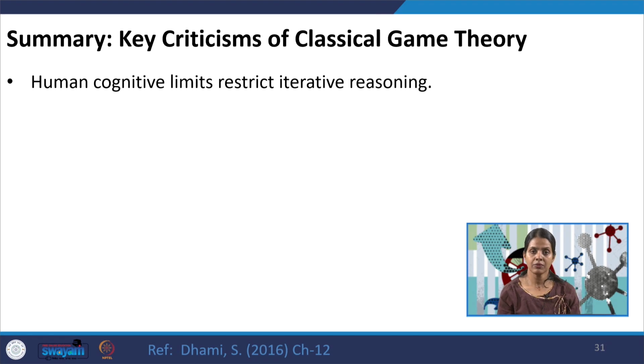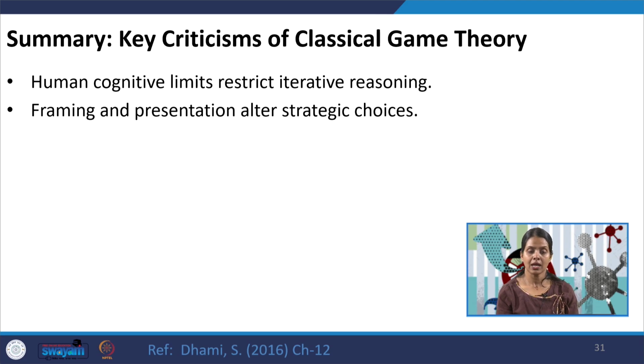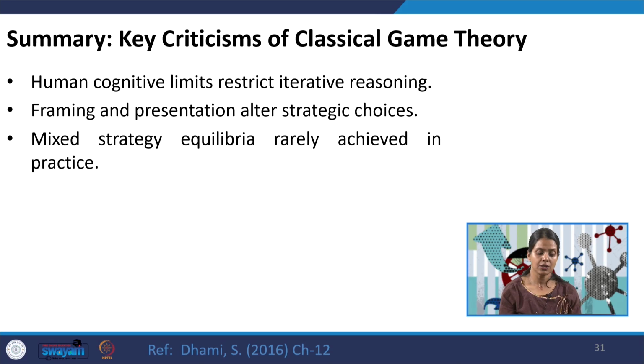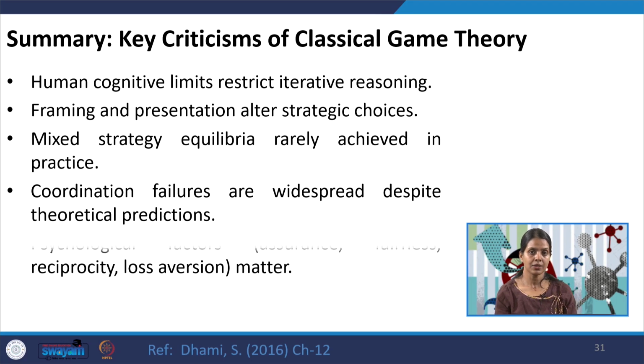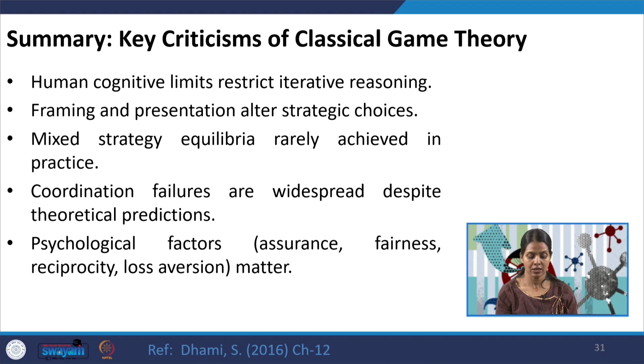So, before closing the discussion on problems with classical game theory, we present a summary of the key criticisms. First, human cognitive limits restrict iterative reasoning. Second, framing and presentation alter strategic choices. Third, mixed strategy equilibria are rarely achieved in practice. Fourth, coordination failures are widespread despite theoretical predictions. Fifth, psychological factors like assurance, fairness, reciprocity, loss aversion, all these things matter.